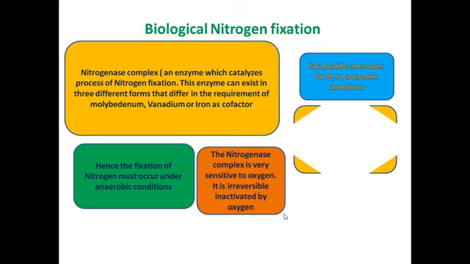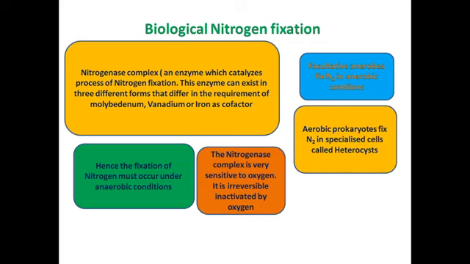Now those aerobic prokaryotes, how do they fix nitrogen? Oxygen is present in them, oxygen is required for their respiration. How do they fix the nitrogen then? They have specialized cells in them, and those are called heterocysts. Please remember, in aerobic prokaryotes which require oxygen for respiration, they fix the nitrogen in specialized cells called heterocysts.